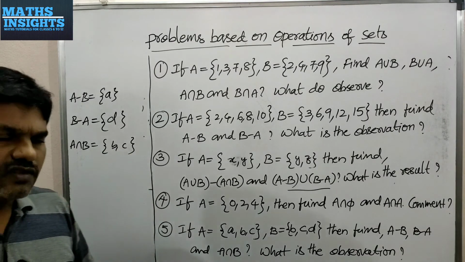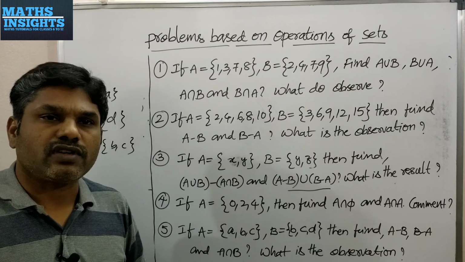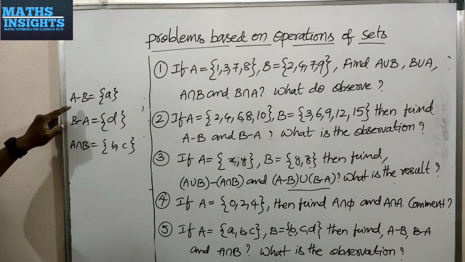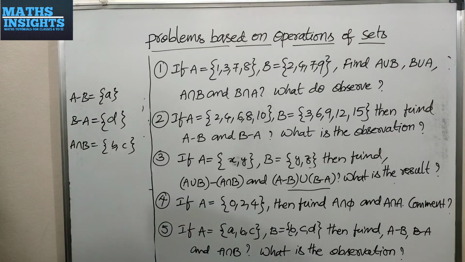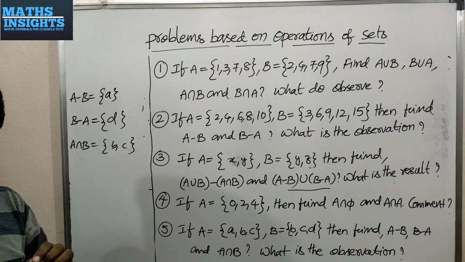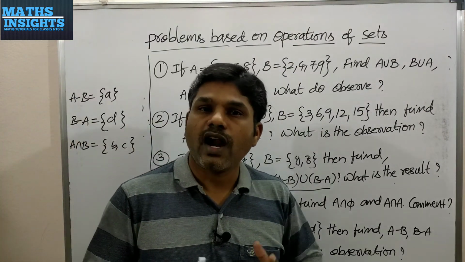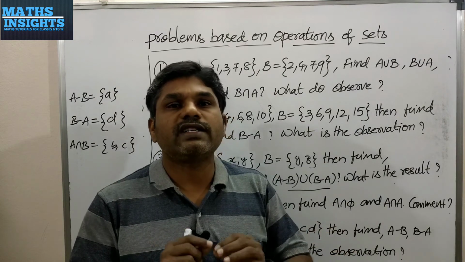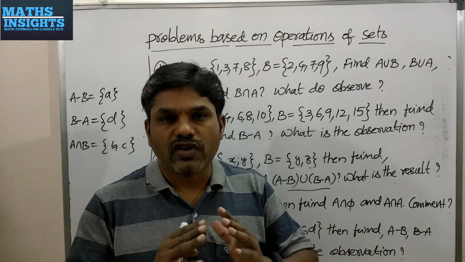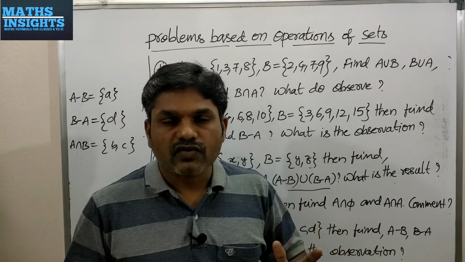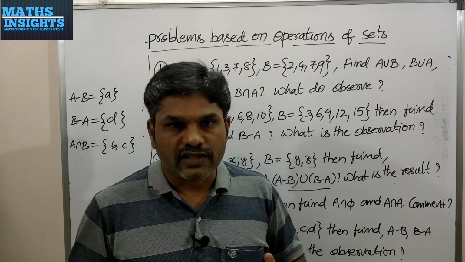What is the observation? Very important observation. If you see, A minus B, B minus A and A intersection B are quite different. They don't have at least one element in common. That's why you will call A minus B comma B minus A and A intersection B disjoint. There is no joint for them. That's why they are called disjoint sets.